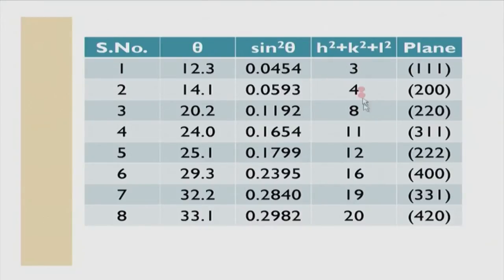So effectively, you take the ratios and try to find which ratios fit the sin square theta values. And then you can see that there is a 111 present and a 200 plane present. This is the typical reflection pattern of an FCC lattice. So this particular material is actually a face-centered cubic lattice. So looking at these sin square theta values, you can find out what type of structure you have. And of course, once you have indexed this and know h square plus k square plus l square, you can also find out the value of the lattice constant.